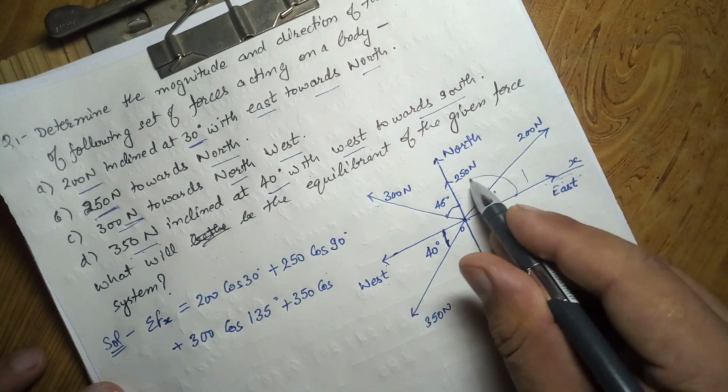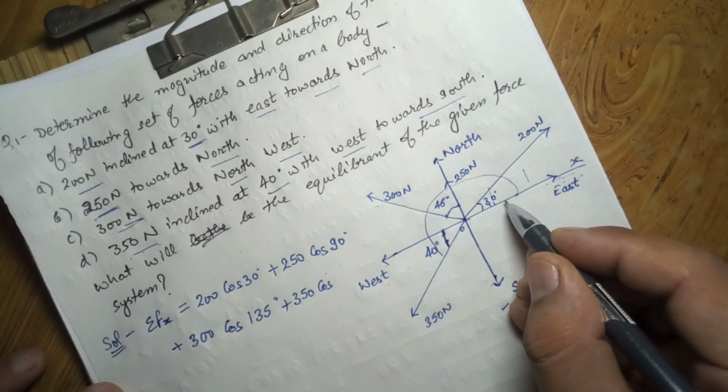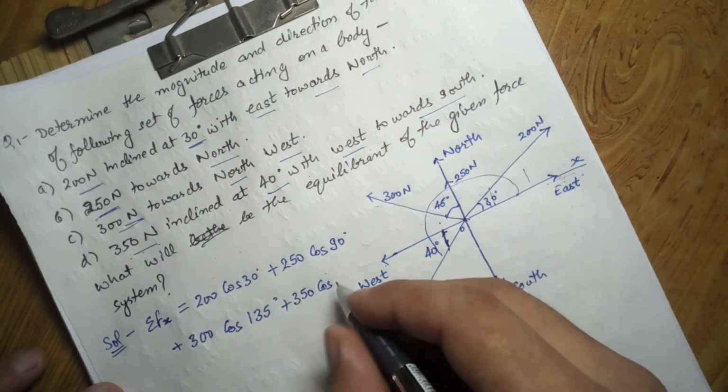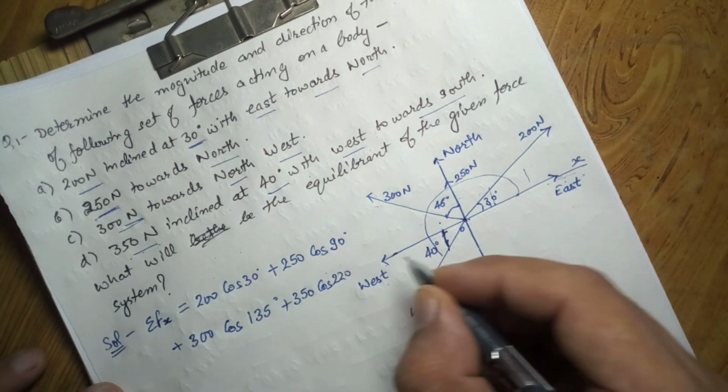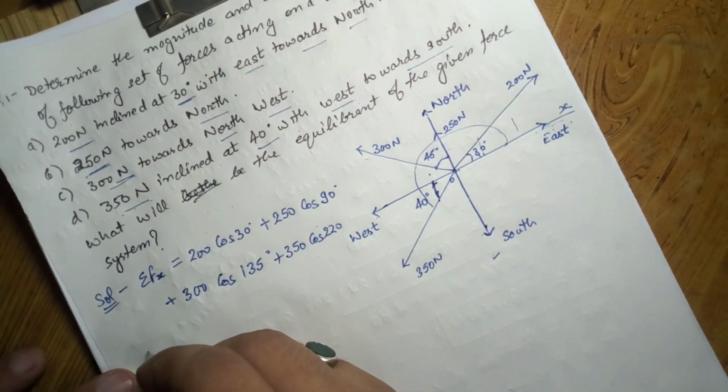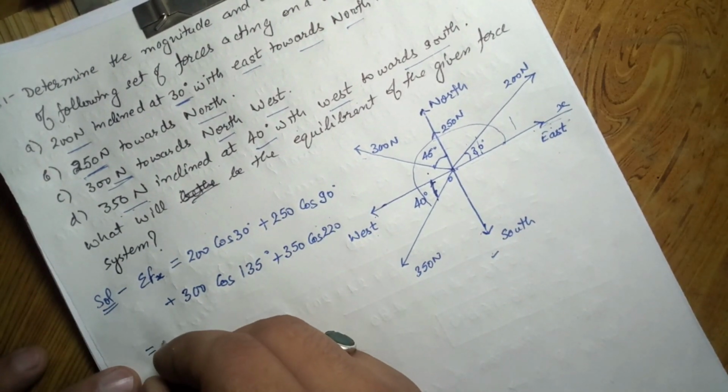Now we will take this angle, complete angle, right? So that is 180 plus this one 40. So this is cos 220. Clear with this? So now we will calculate, we will fill the values. So you can calculate it.